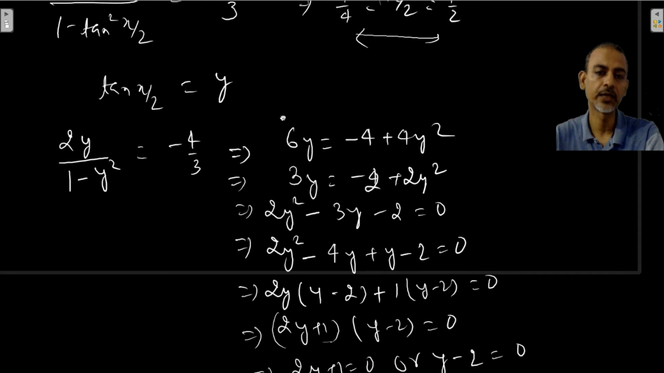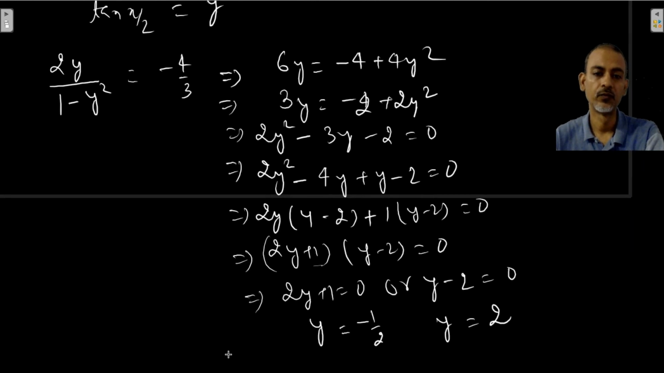So I am going to take y equals 2, right? I am not going to take y equals minus 1 by 2 because my tan x by 2 should be positive.